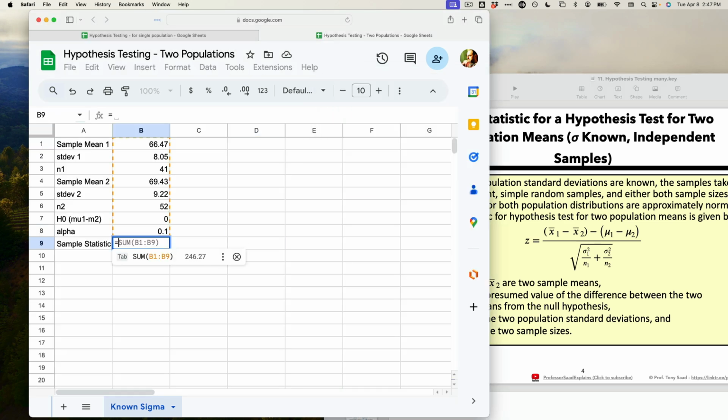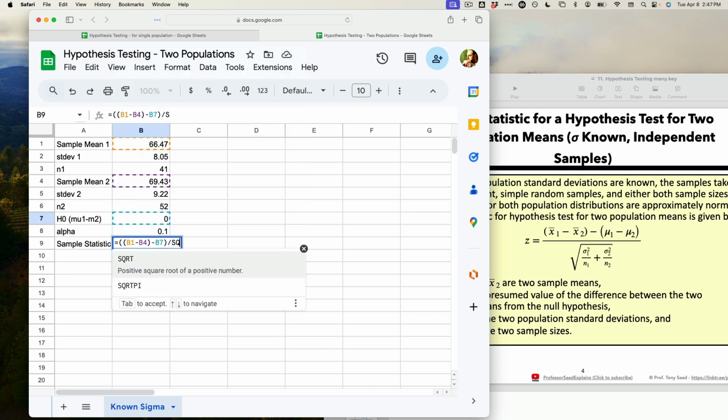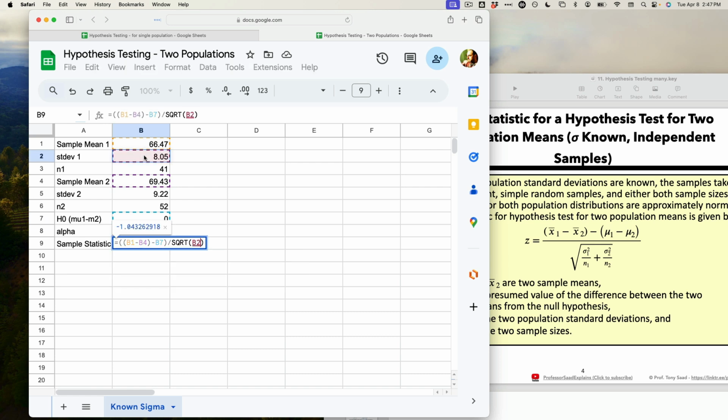This will be equal to... so I need two parentheses actually. So we're going to do x1 bar minus x2 bar, minus mu1 minus mu2, which is this number over here. And this is going to be divided by the square root of sigma 1 squared over n1. So that's sigma 1 squared over n1.